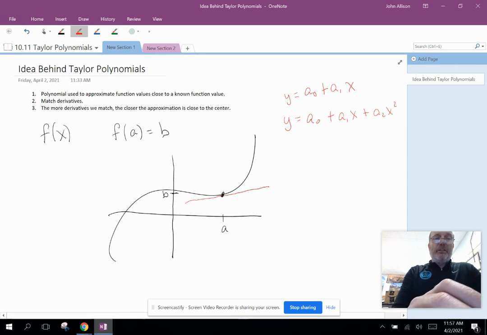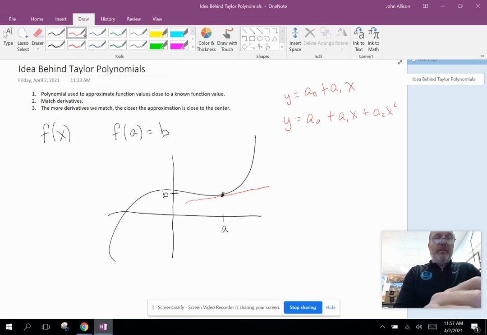Then what we would expect to happen is, let's see if I can find my eraser again. I found it a few minutes ago. There we go.